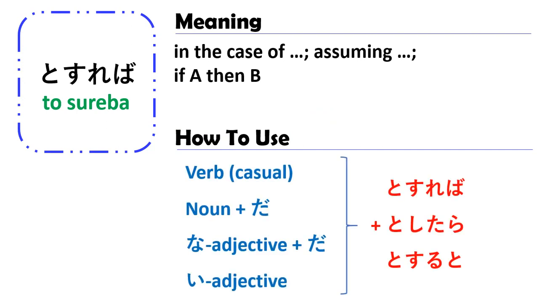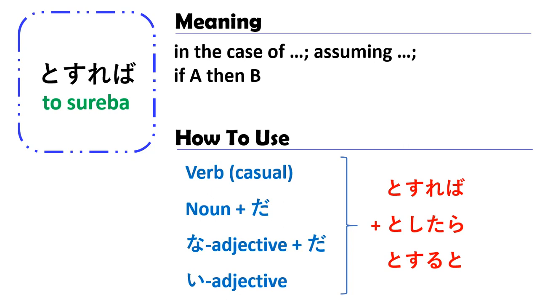So in Japanese, you can use とすれば with the verb, the noun, na-adjective, and i-adjective. When you use it with the verb, you should change the verb to be the casual form as you see here. When you use the noun, after the noun you should follow by da, and after that followed by to sureba. And na is just the same as now. After the na-adjective, you should follow by da, and then followed by to sureba. And for the i-adjective, you don't need to change anything. You can use it that way.